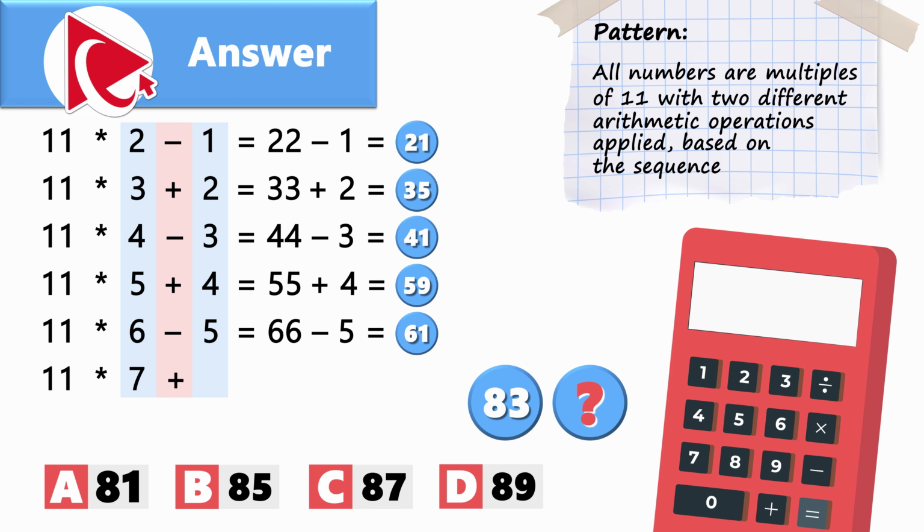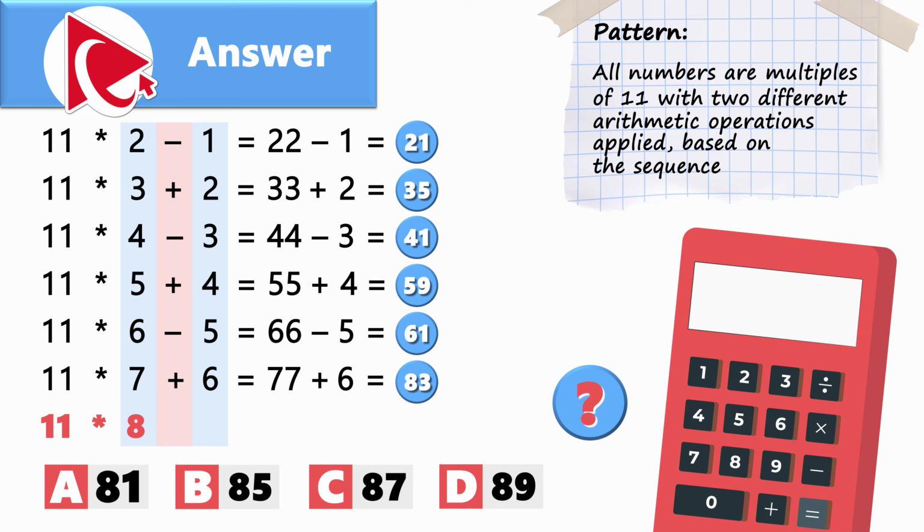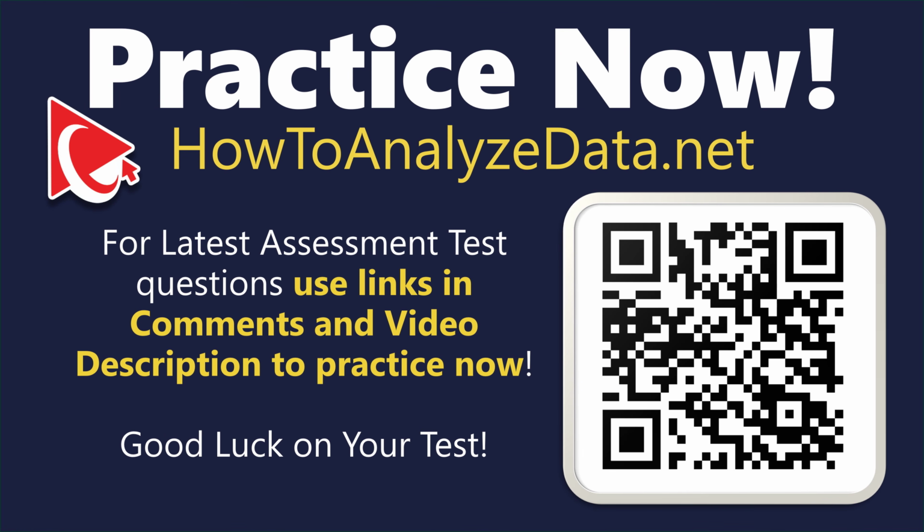11 by 7 plus 6 equals 83, and the missing number is calculated as 11 multiplied by 8 minus 7, which is 88 minus 7, which is 81. So the correct answer here is choice A, 81.